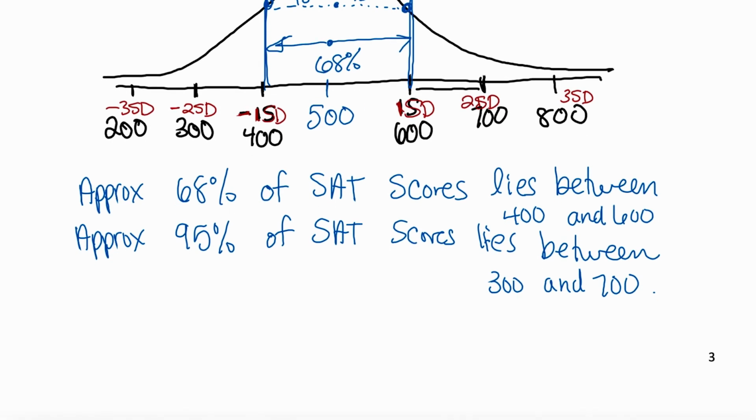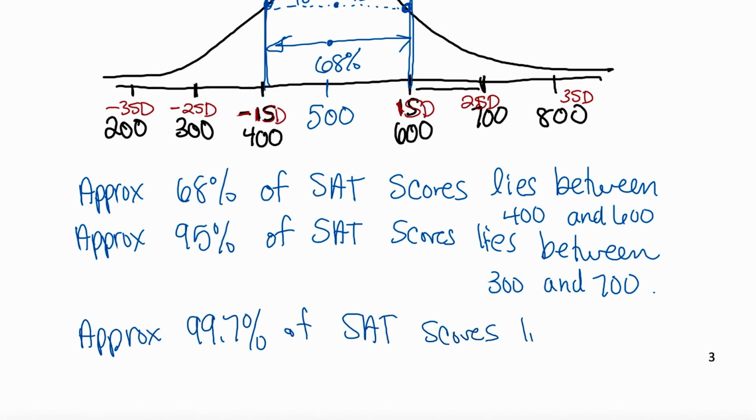Then lastly, for the last rule, because that last rule talks about going 3 standard deviations out, that would be 99.7%. I would say approximately 99.7% of SAT scores lies between, and that would be between 200 and 800. Which makes sense because the wider range of scores you have, the more data values that are going to fit in that score.